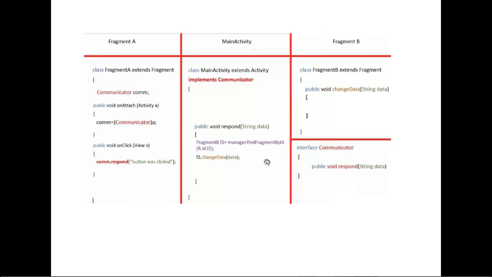For this we need to do one more step. We need to write the on attach method. This is to recognize the communicator interface. Just type on A, press control space, and this method will be written automatically. Now you can understand. Let us do the same example in Eclipse.